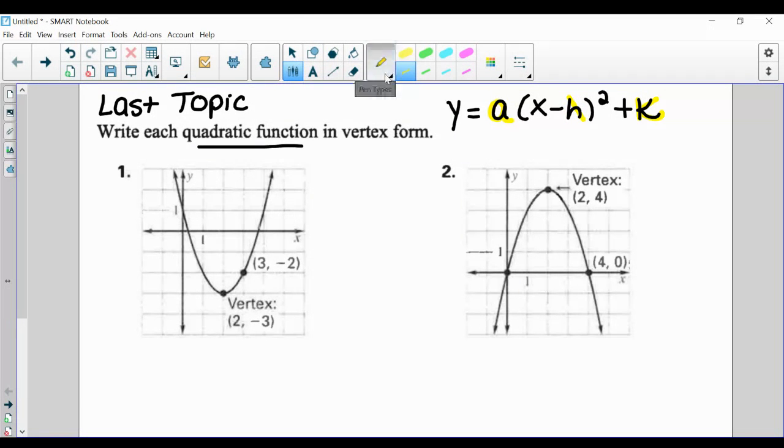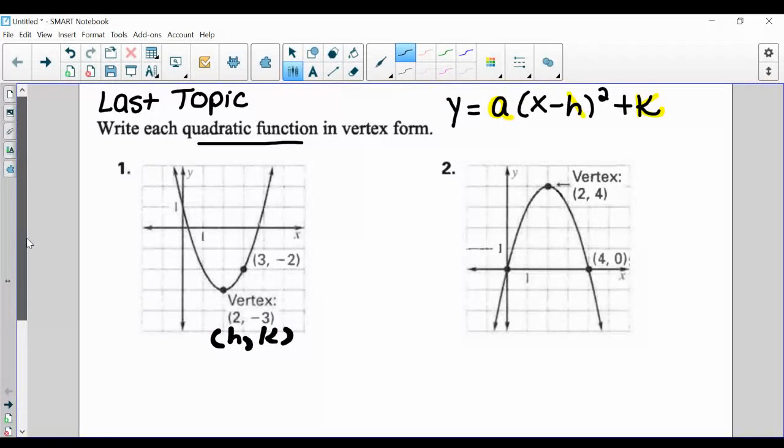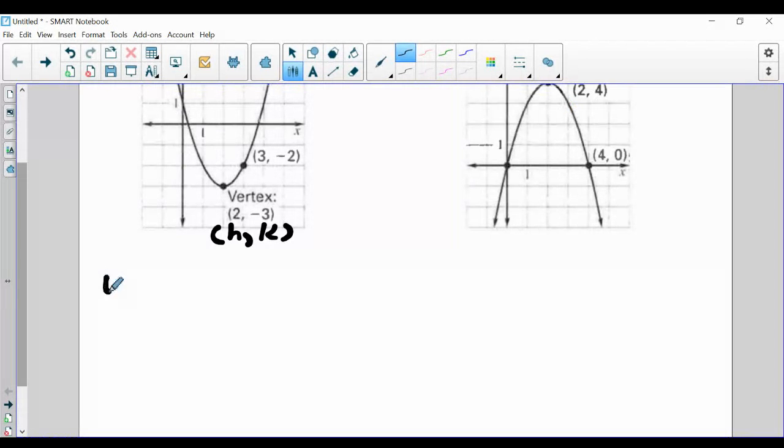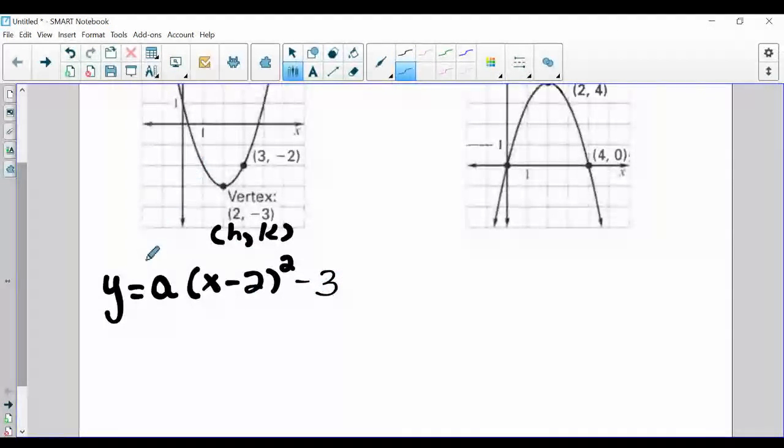So in example number 1 here, we've been given the vertex as (2, 3). So immediately we can write down (h, k), label those coordinates, and make our substitution into our formula. And we have y equals a times (x minus 2) squared plus a negative 3, which will simply be minus 3. The next thing you see that we're still missing is the a.